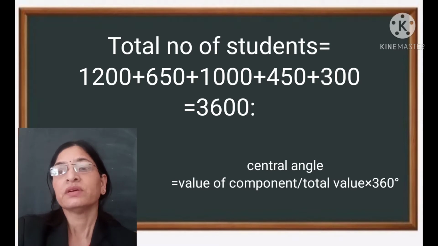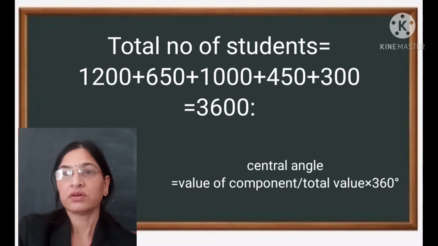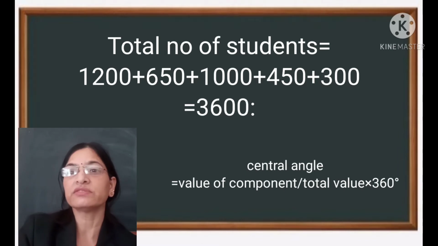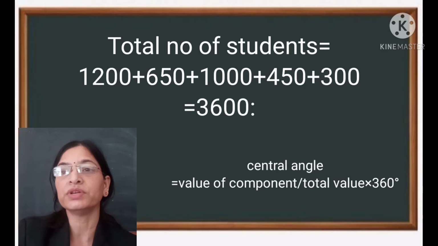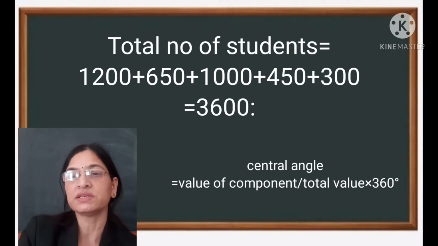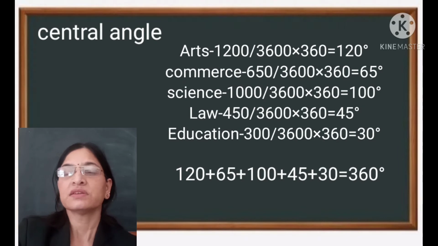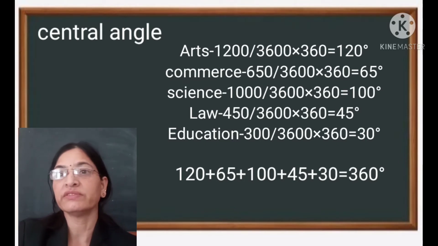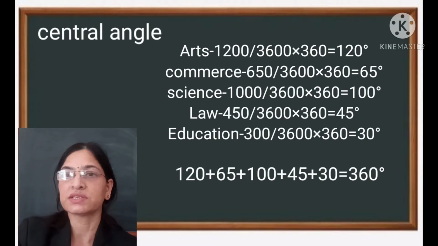So first we will convert all of the values into the central angle using the formula value of component upon total multiplied by 360 degree. First add all the values: 1200 plus 650 plus 1000 plus 450 and 300, and the total is 3600.